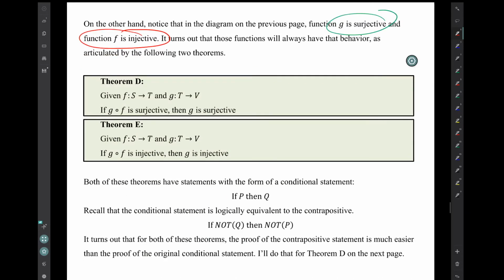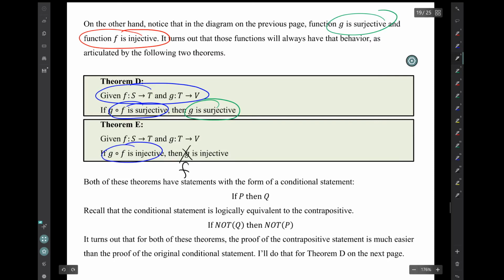So it turns out that that behavior will always happen in compositions, and that's articulated by these two theorems. So given functions f and g like that, f has domain S and range T, and g has domain T and range V. If g composed with f is surjective, then g is surjective. And if g composed with f is injective, then f is injective.